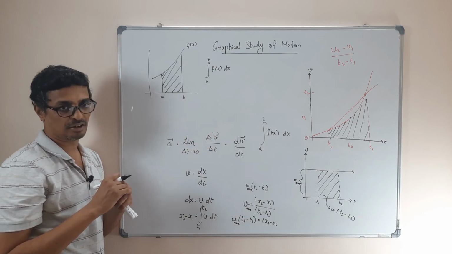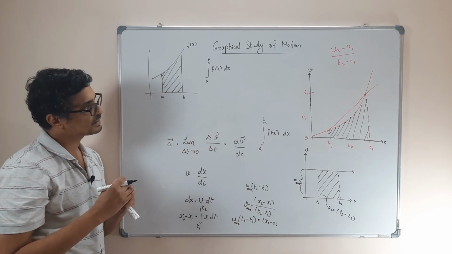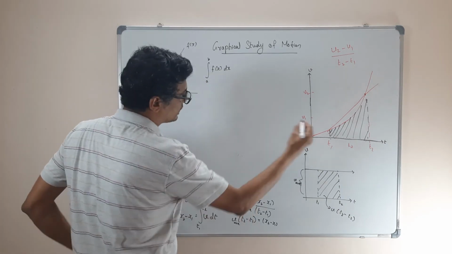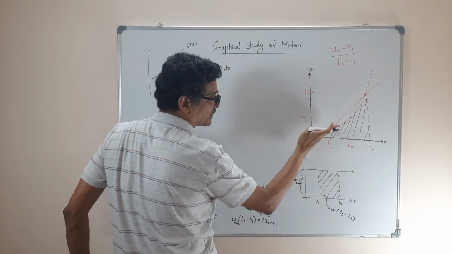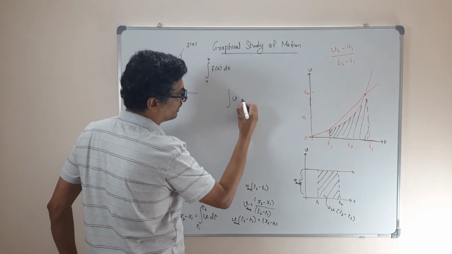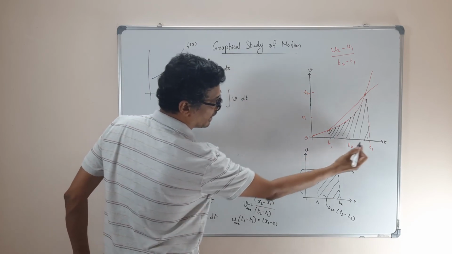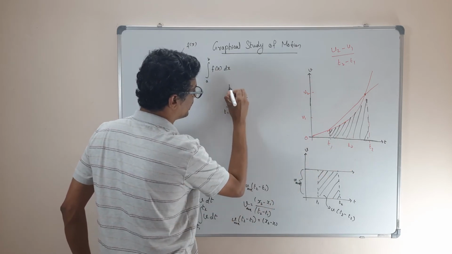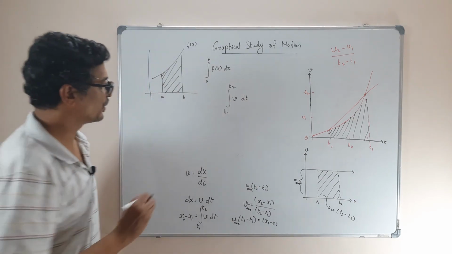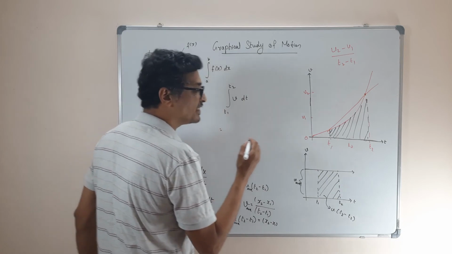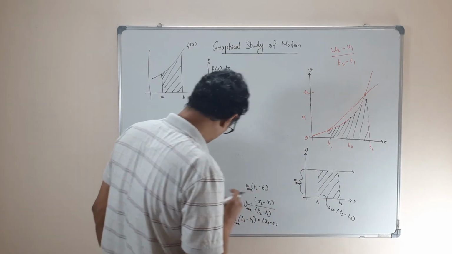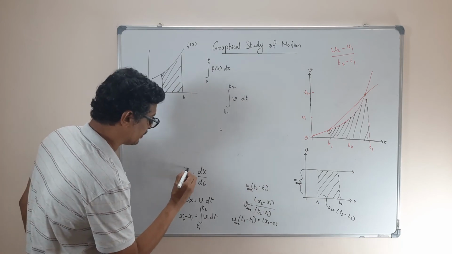This is a non-uniform acceleration. Let us see what this will be. This is also a curve, a function of V. So this equivalent will be the integral of V dt from t1 to t2, the same way we did. Now, what is V? V is nothing but velocity, dx by dt. V equal to dx by dt.